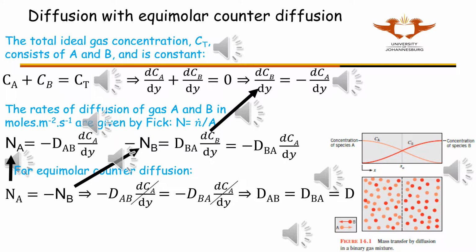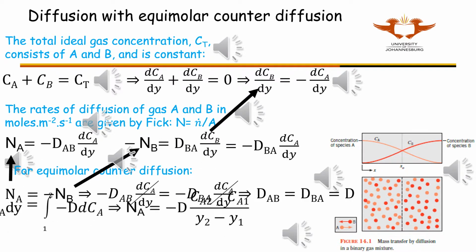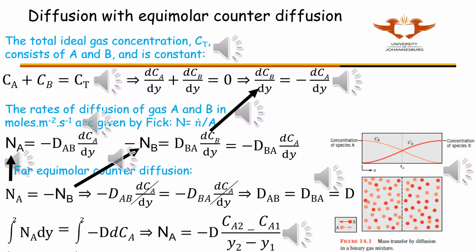From the equation at the bottom, you can see that the diffusivity of gas A through gas B is the same as the diffusivity of gas B through gas A for equimolar counter-diffusion. You can integrate Fick's law like Fourier's law for a stationary gas, and for steady-state conditions with a constant rate of diffusion, NA. The diffusivity is constant too.